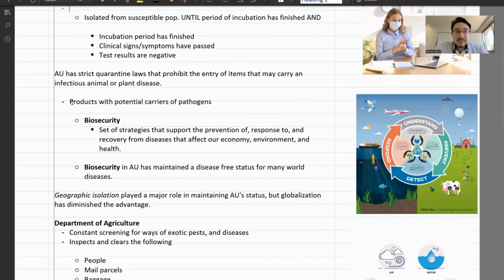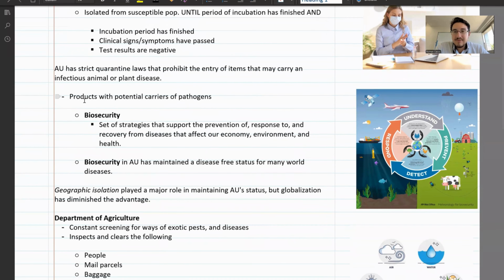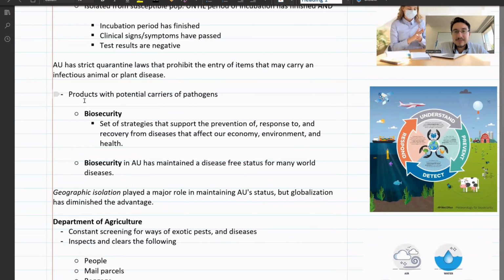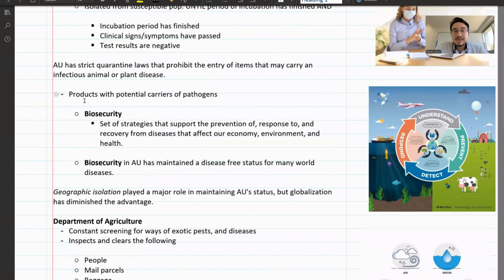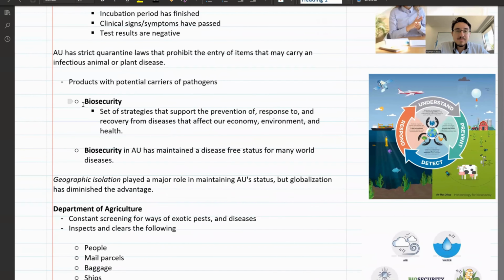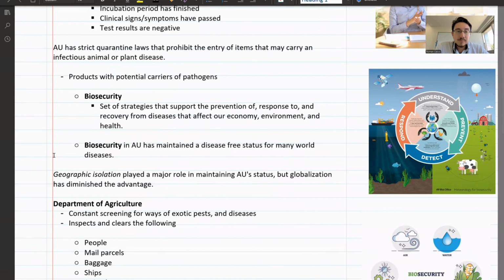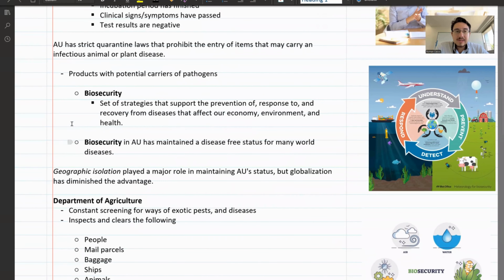And the reason for that, of course, is that you can be carrying pathogens, and not just that, but products themselves could be carrying pathogens. If you have very contaminated products, livestock products, produce, et cetera, that could quickly propagate itself throughout the country. So biosecurity is basically a notion that has been implemented, which is a set of strategies to support prevention and responding to any form of disease coming into the country.